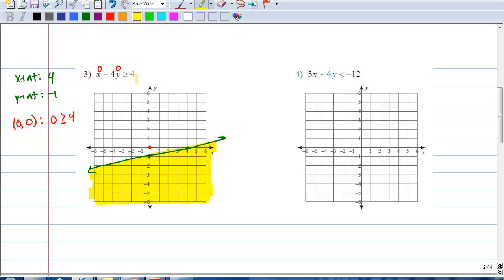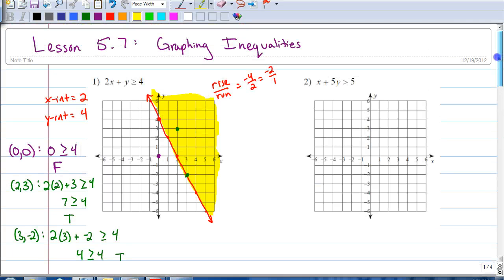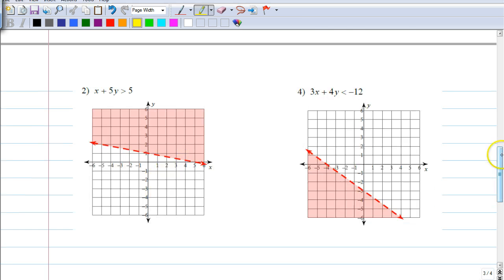Okay, so why don't you guys take a minute and work on the other two problems. Work on example 2 here, and then work on example 4. So why don't you guys work on those two. So pause the video and hit play when you're ready to check your answers.